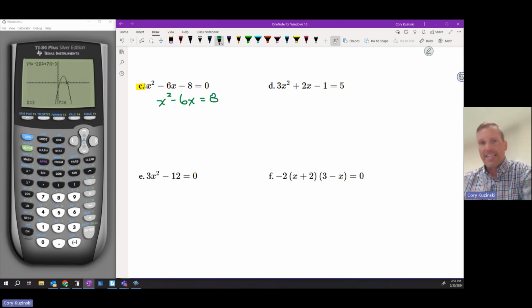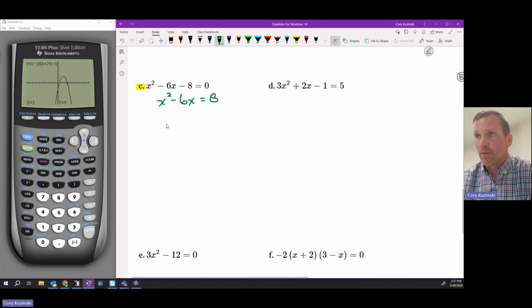So we're actually taking this out of general form. And then to complete the square, we're going to add half of negative 6 squared to both sides. Half of 6 is 3. 3 squared is 9. So that's what we're going to add to both sides, right? Okay, this isn't looking too bad.